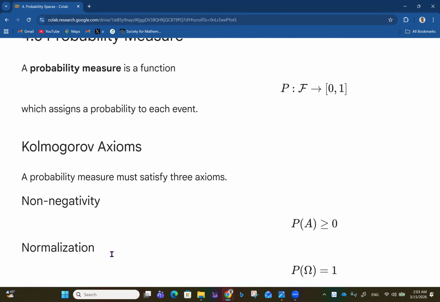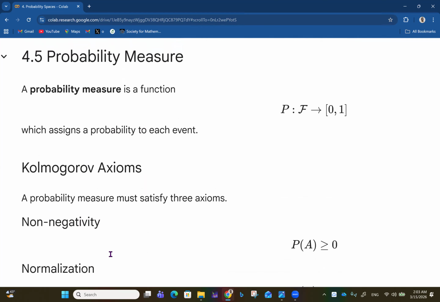So then we talk about probability measure now. A probability measure is a function P such that F is mapped to the closed interval [0, 1], which assigns a probability to each event. So you have the Kolmogorov axioms for probability measure. A probability measure must satisfy three axioms.